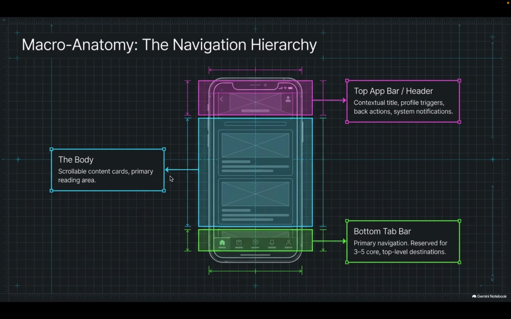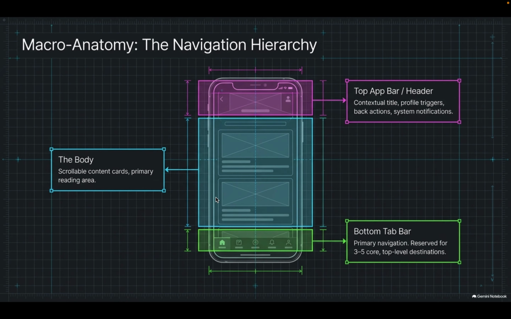So we're going to talk about macro anatomy, the navigation hierarchy. In a design, we have different parts. I don't know if anyone here studied anatomy, but we have different parts of the human body, right? So we have different parts of the designs too. We have the body, the bottom tab bar, and the top bar or header, like at the top here.